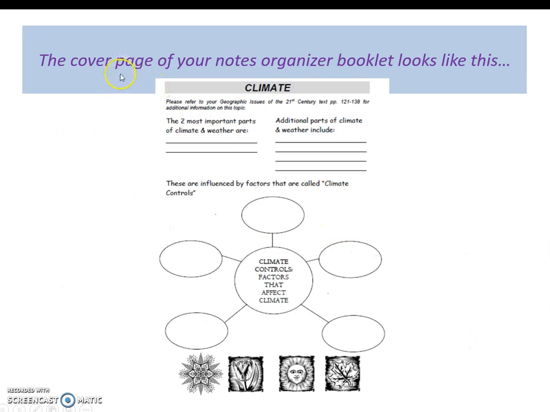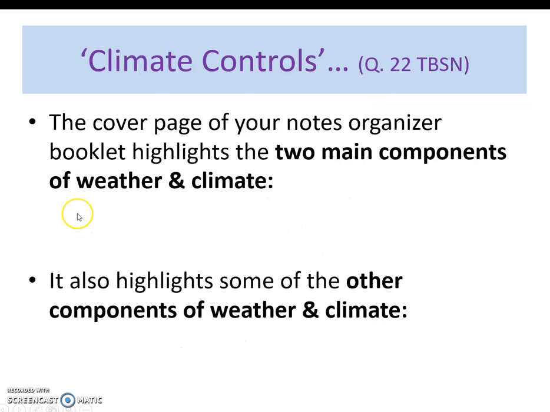So you should already have a notes organizer booklet in front of you as you're looking at this video, and the cover page looks like this, and some of the information that I'm going to be sharing in the next minute or so is what's going to get put down onto this page. Okay, so first of all, your cover page does talk about 2 main components of weather and climate, and those are temperature and precipitation. So those will get written up in the top left-hand corner of your organizer sheet.